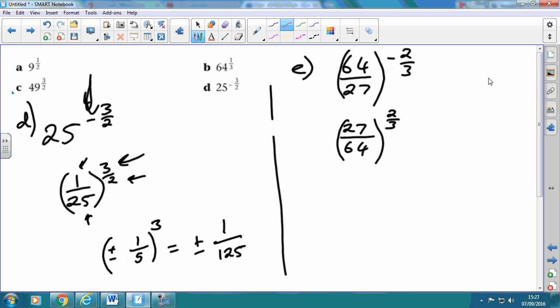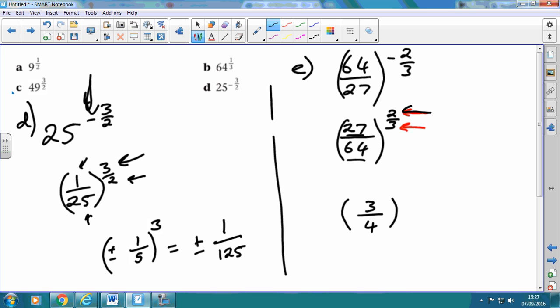Then we're going to deal with the bottom of the fraction, that's the root, and then raise it to the top, which is the power. Now notice it's a 3 on the bottom, so it's not going to be plus or minus. So we've got to do the cube root of 64 and the cube root of 27. For the cube root of 64, something times something times something is 64, and we did that a second ago, that's going to be 4. The cube root of 27 means something times something times something is 27, so that's going to be 3. So the cube root of 27 over 64 is 3 over 4.